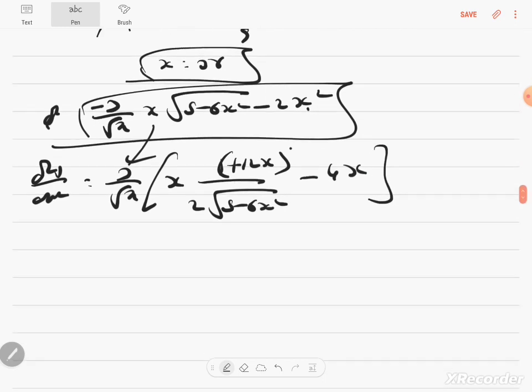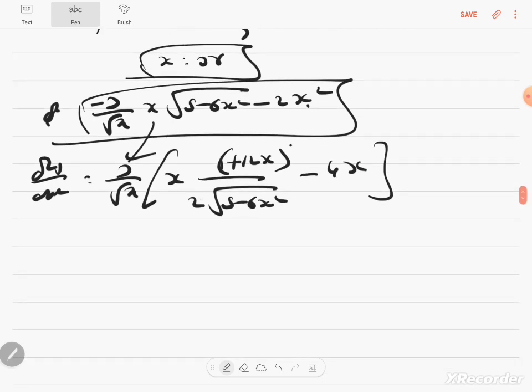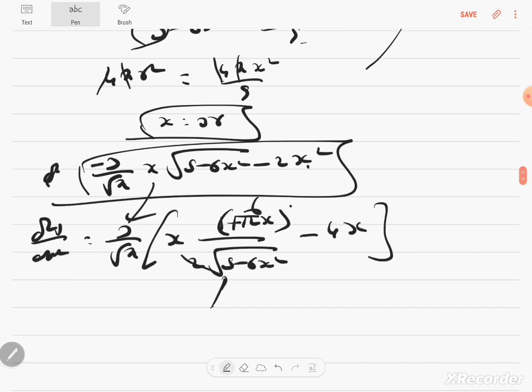This is the differentiated value, and when you cancel all this it will be a bigger value. If you substitute S here as 4πr² plus 6x², it will just be 2πr, and when you substitute, this will be 6x² minus 4x.